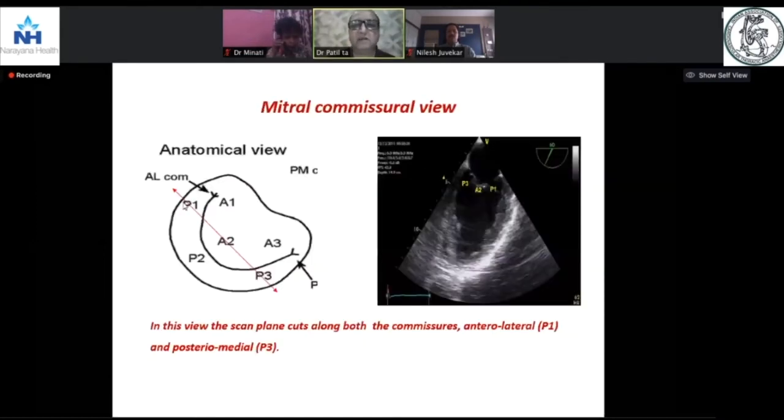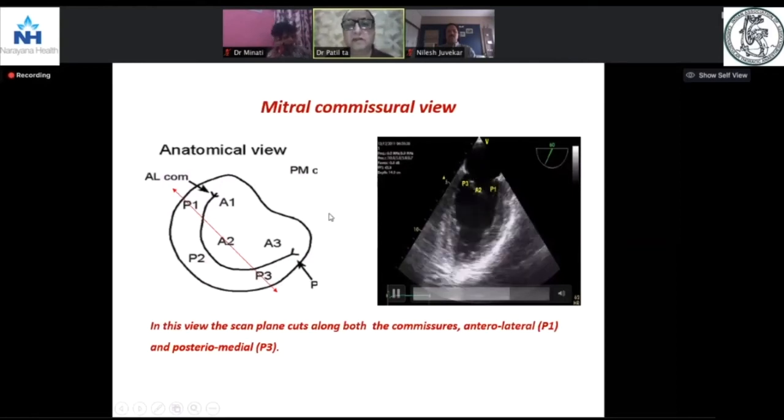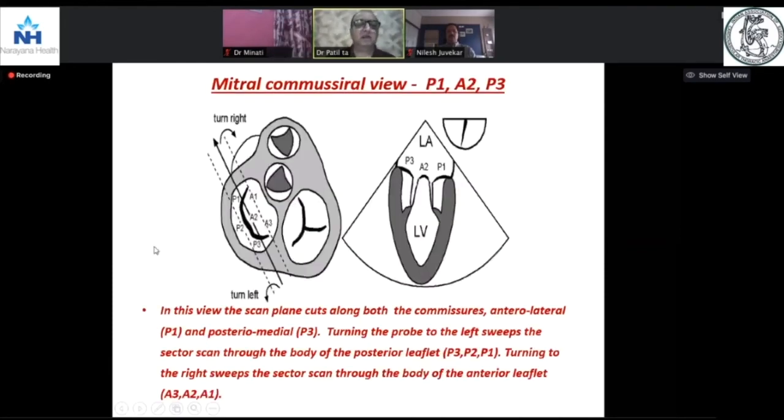Now coming to the mitral commissural view. If you look at the diagrammatic representation here, at the angle of 60 or 70 degrees, the ultrasound beam, the red line, cuts across P1, A2 and P3. That is from right to left, I'm reading the scallops, that is P1, A2 and P3. These are the segments seen in the mitral commissural view, P1, A2 and P3 from right to left.